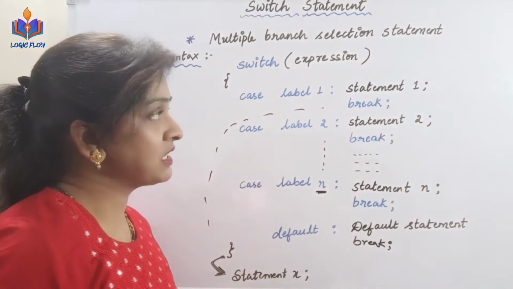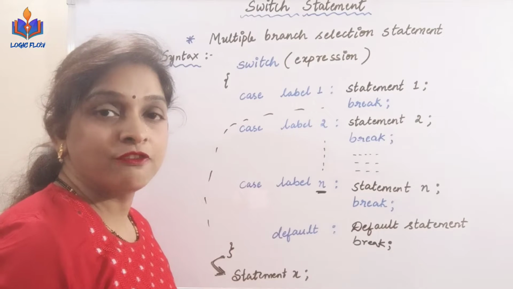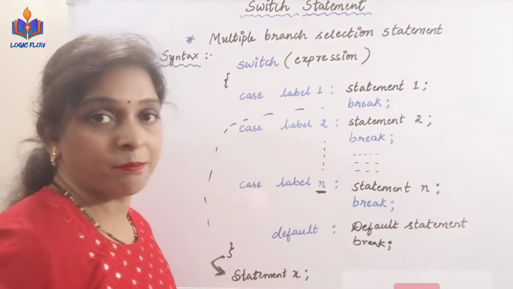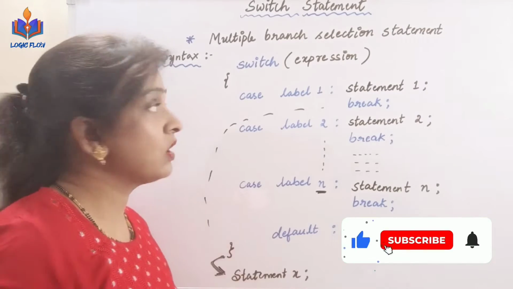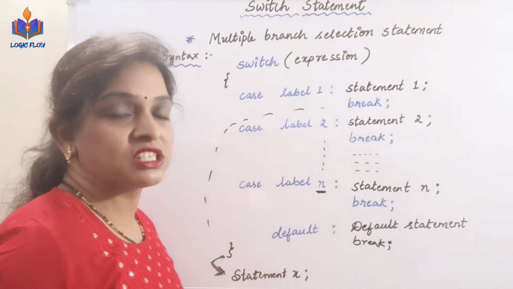So this is what we have with the syntax. We'll understand this still better with the flowchart and example code, and what all case labels we can have. And there are some rules that we need to follow with the switch statement.